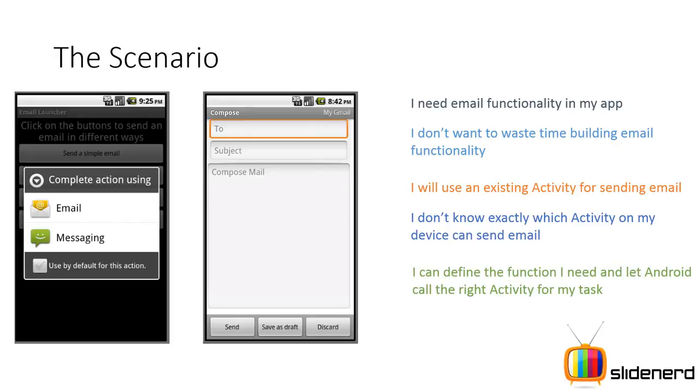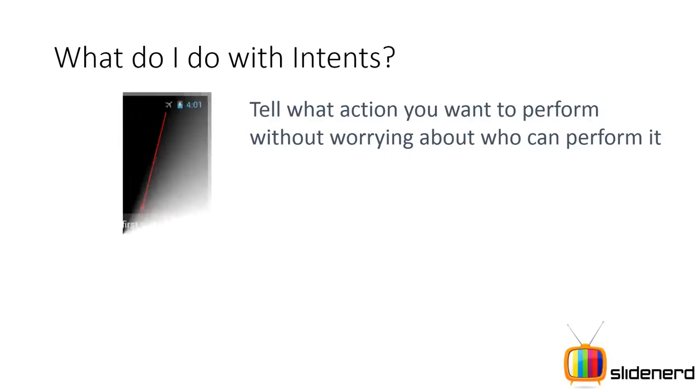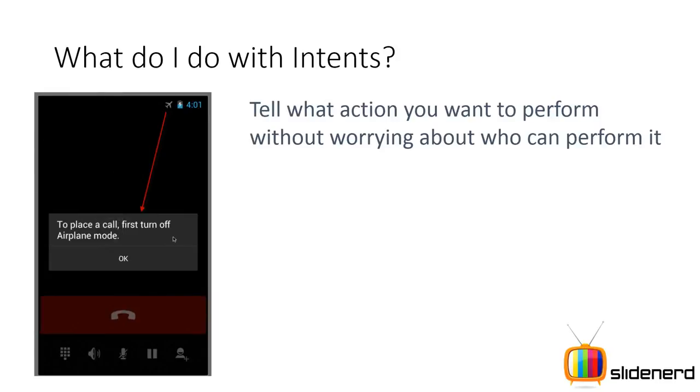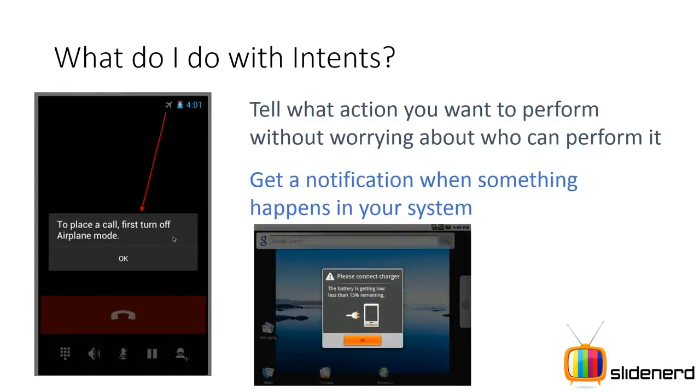So you need a way to define the functionality and let Android call the right person to do your work, right? That's what implicit intents is all about. In implicit intents, you can tell what action you want to perform without worrying about who can perform it, right? And then you get notifications. For example, your airplane mode was turned on, your airplane mode was turned off, or your battery level went below a certain level. All these things are notifications. So whenever there is an event, an intent is created out of that event and it is supplied to everybody.